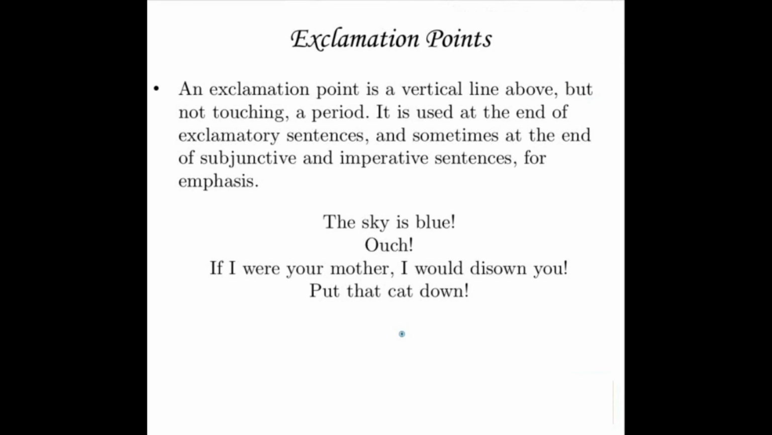All right. Exclamation points. An exclamation point is a vertical line above, but not touching, a period. It is used at the end of exclamatory sentences and sometimes at the end of subjunctive and imperative sentences for emphasis. But basically, if you stick an exclamation point on the end, you can always claim it's an exclamatory sentence just because it's got an exclamation point.